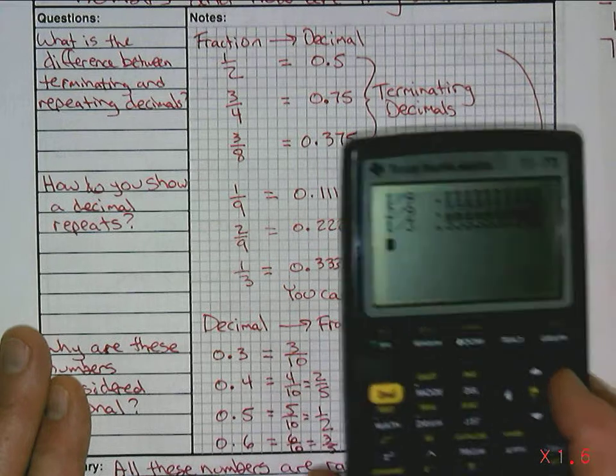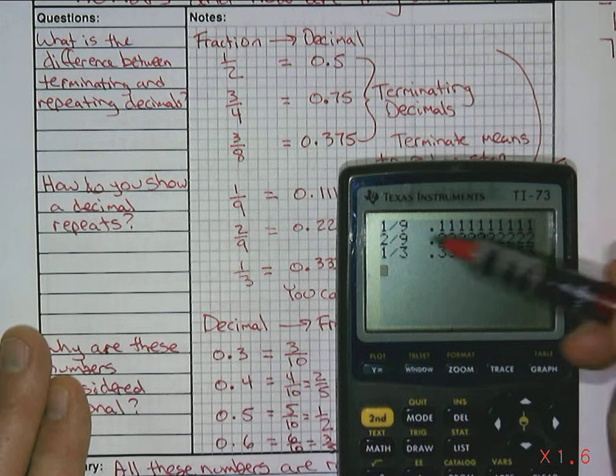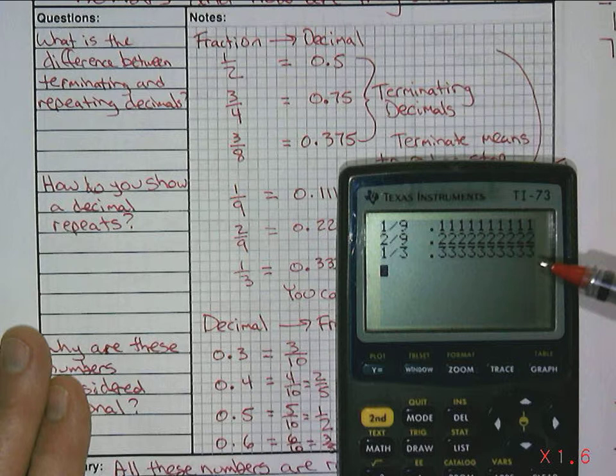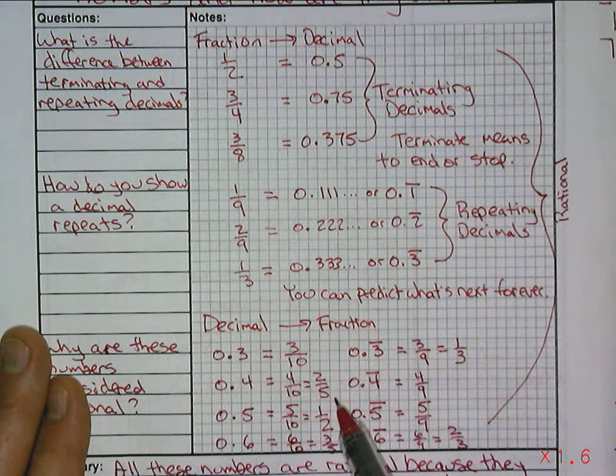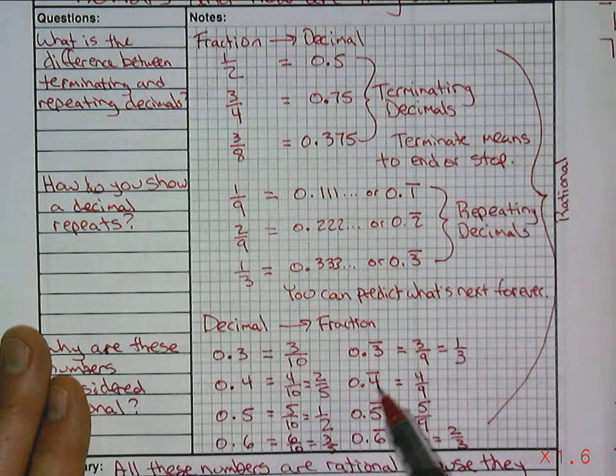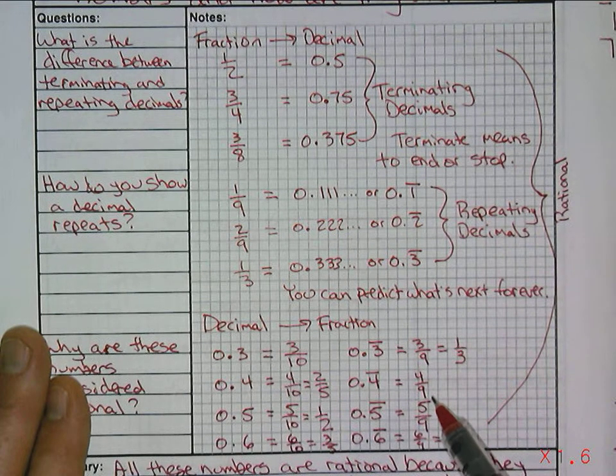We can always check them. We see that we had 1/3 before and it comes out to 0.3 repeating, which is the same as 3/9. Or if I had 0.4, that would be 4/10 or 2/5 as a terminating decimal, but as a repeating decimal, it actually creates the fraction 4/9.